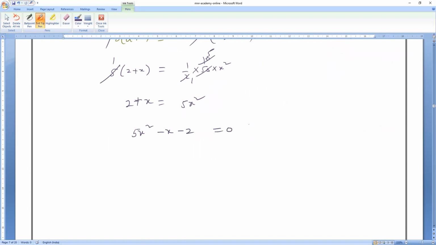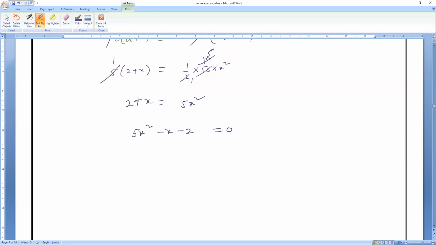Can you tell me what the roots are? All of you, quickly tell me. Minus x should come. Any possibilities? We have to split the middle term, sir. Equations not possible. 5 into 2 is 10, and 10 means 5 and 2 won't be possible. So what is that? Anybody? The roots.